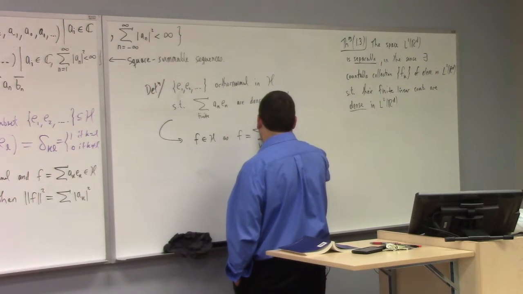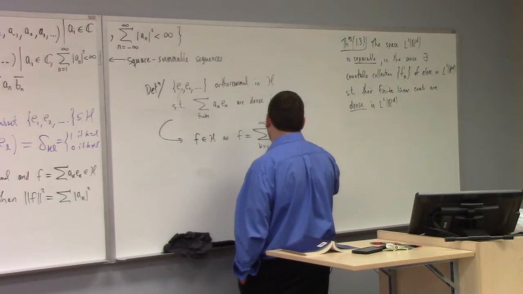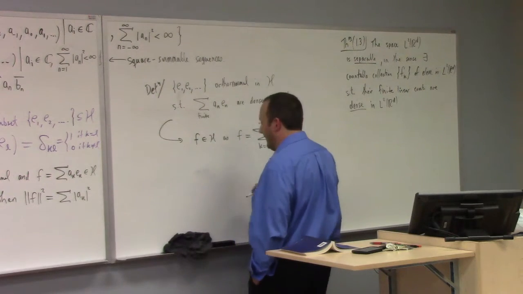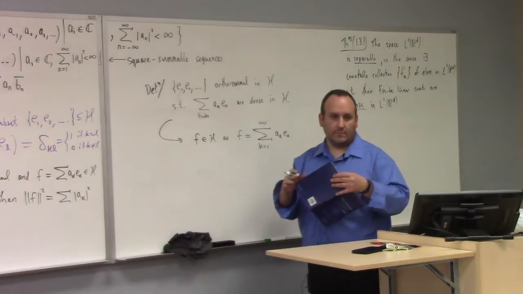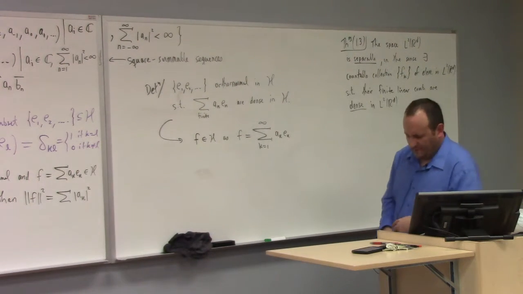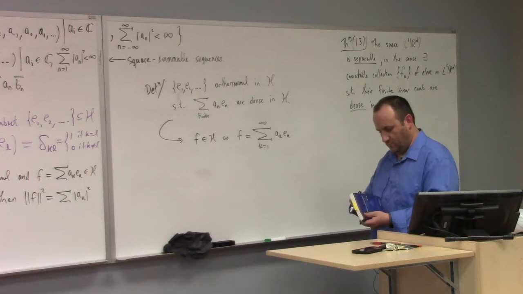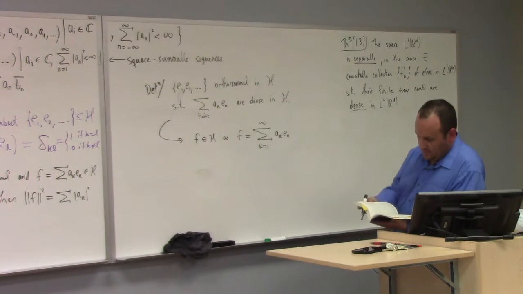equals 1 to infinity of AK, EK. Goodness gracious. All right, getting to the point here, eventually.